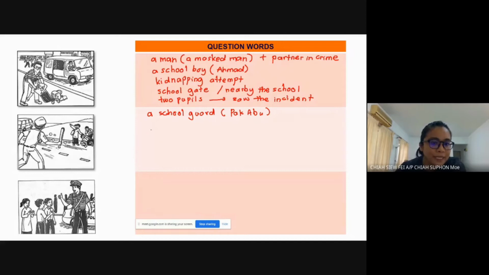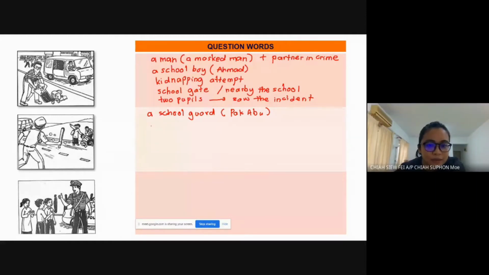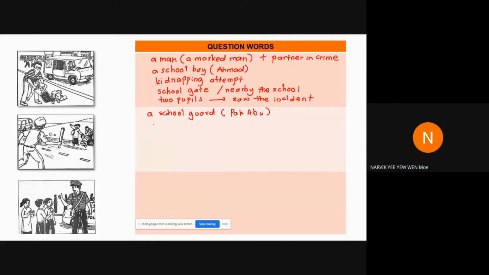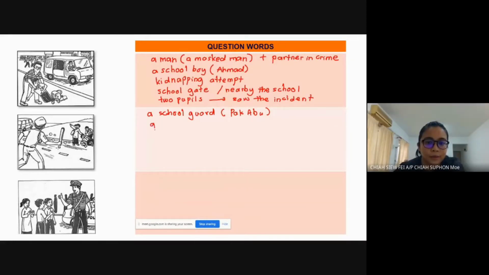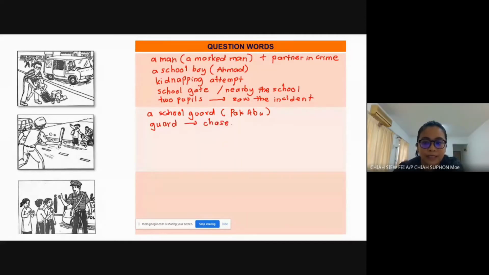Okay, and then what happened there? What happened to Ahmad now? Why is he lying on the ground? The pupils saw the incident and tried to help. The guard chased the thief away. What's your explanation? The pupils tried to help Ahmad, and the guard saw it, and the guard tried to chase the van drivers away. Okay. So the guard chased, right? The guard is the one chasing the van, isn't it? Yes. Chase the van. All right.